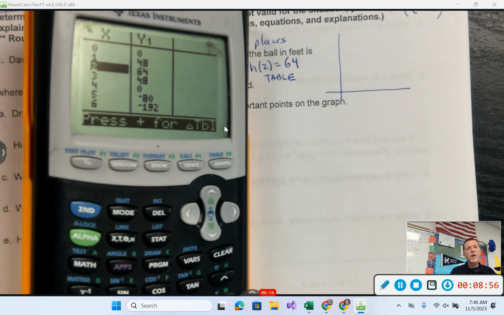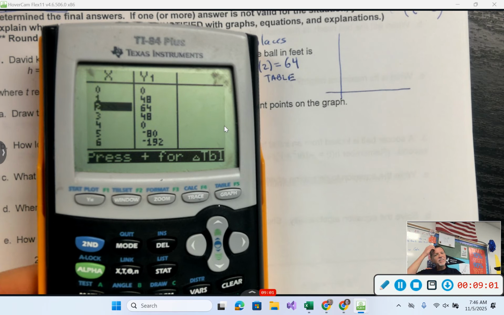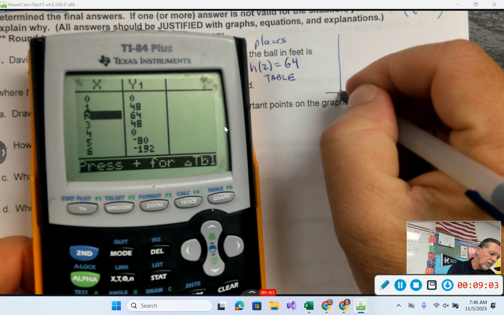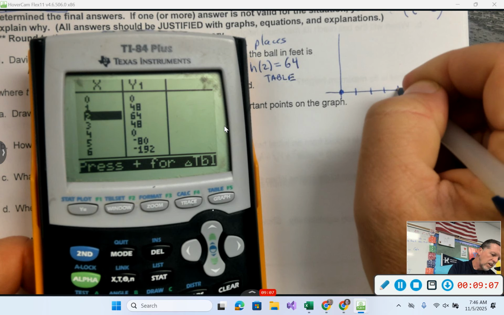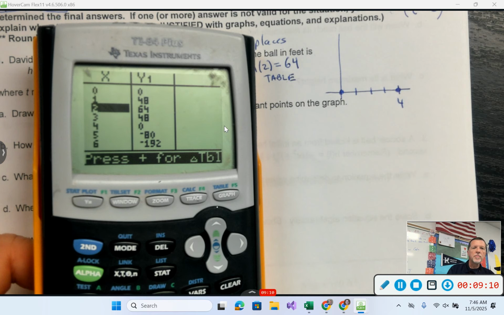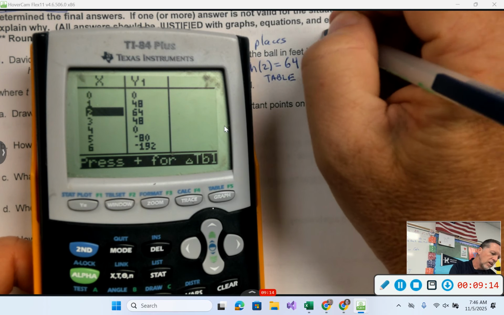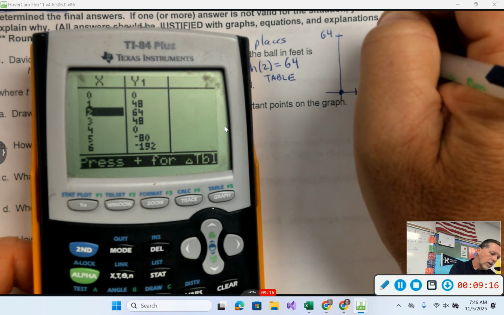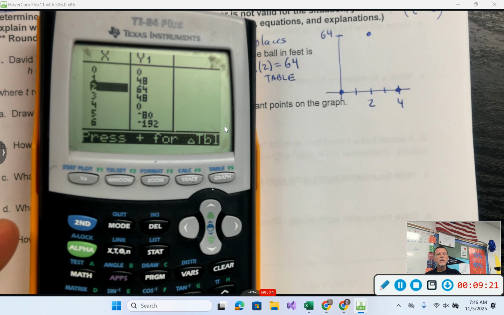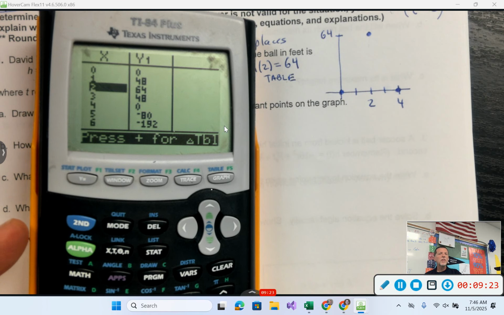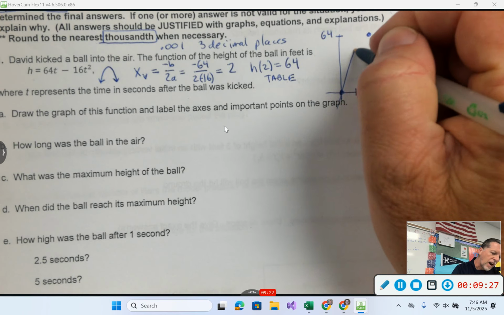You know what? I guess while we're there, we're going to need those eventually. Eli, what'd you say you found? 0, 0, and 4, 0. So we happen to find some zeros there. And then 2, 64. So I've got some intercepts. I've got a vertex. That's certainly enough to do a little sketch of this graph.